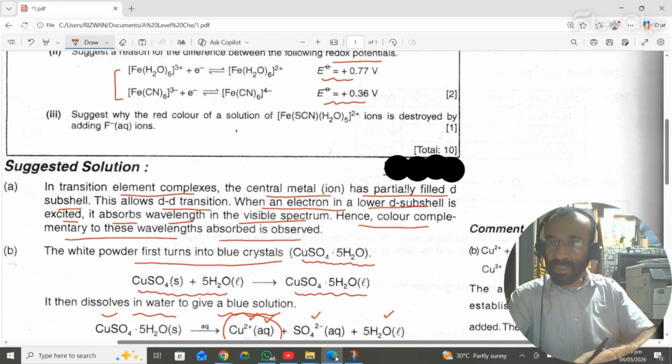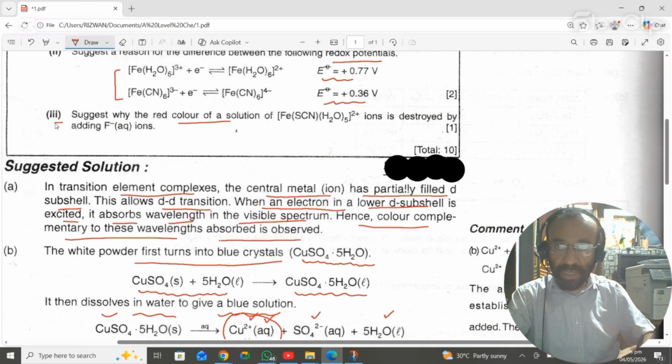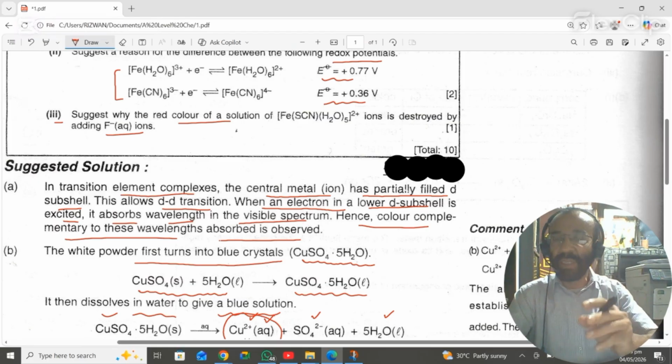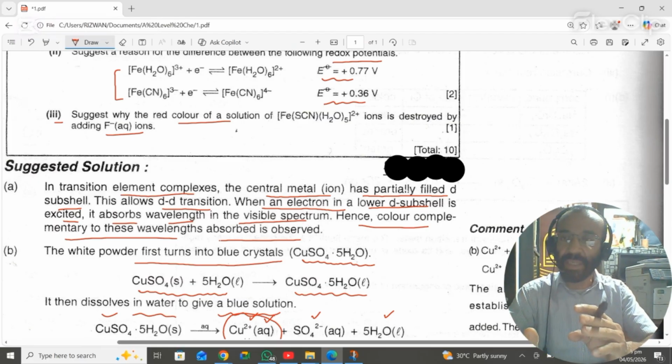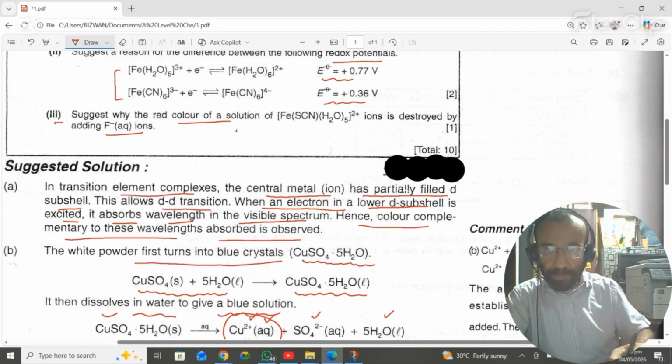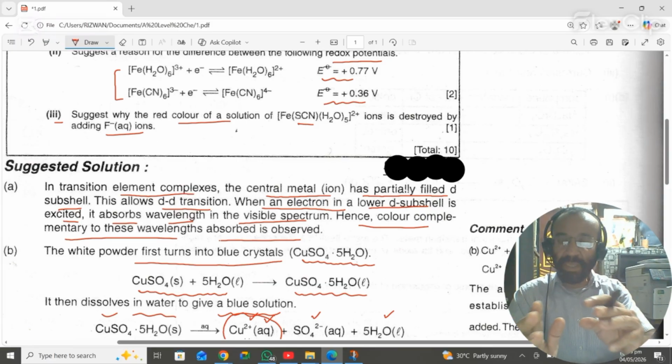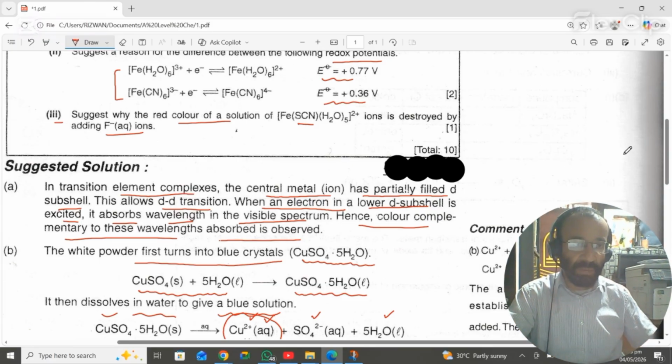The last part is: suggest why the red color of the solution, that is the pentaaquathiocyanatoiron ion, is destroyed by adding the ion. The reason is that the added ligand is stronger than the thiocyanate ion, so it will displace it and make a colorless solution. So this is the reason.